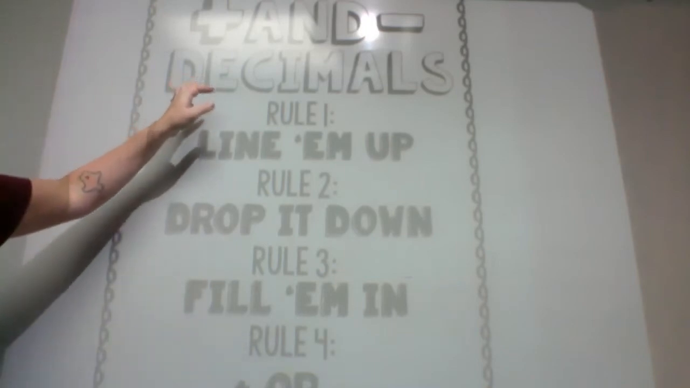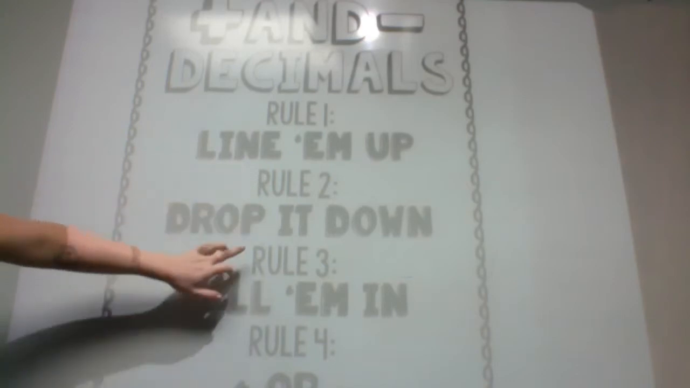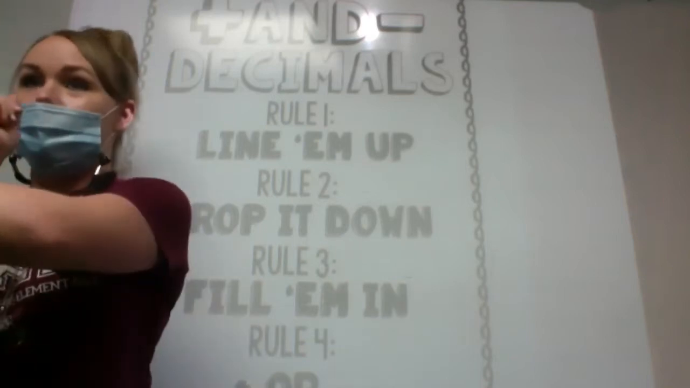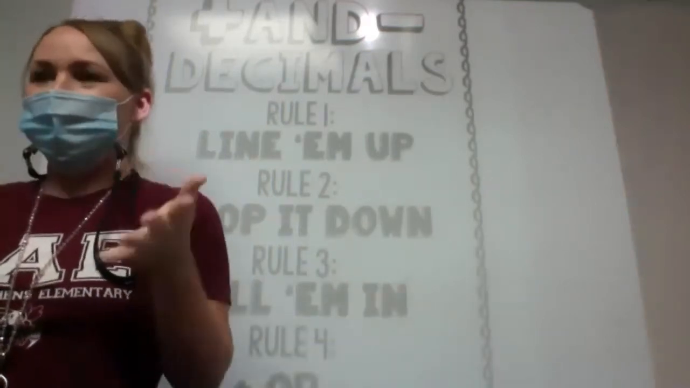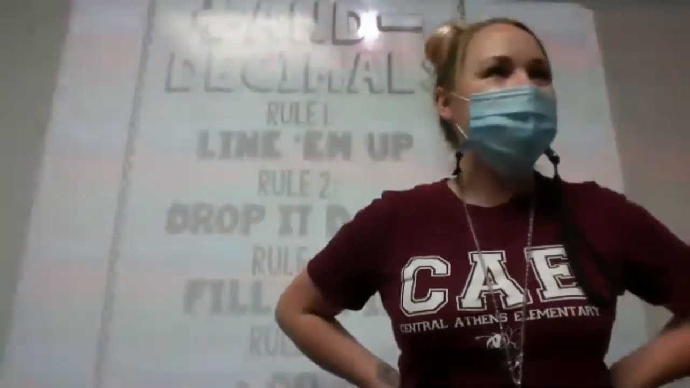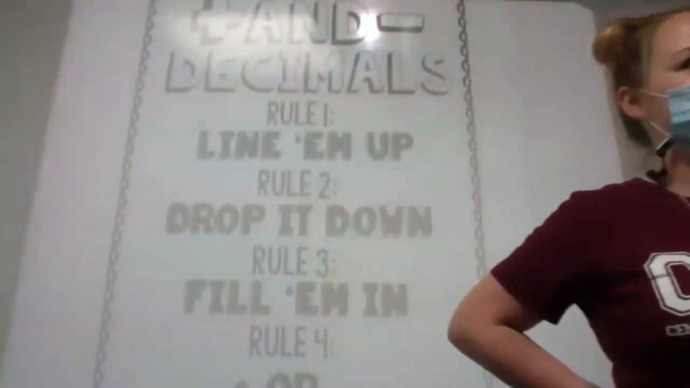So we've got rule 1, line them up. Rule 2, drop it down. Rule 3, fill them in. And then rule 4, we're gonna add or subtract. So why don't we stand up? Everybody just stand up by your seat. And we're gonna make up movements for each step. I'm gonna let you guys think of the movements.